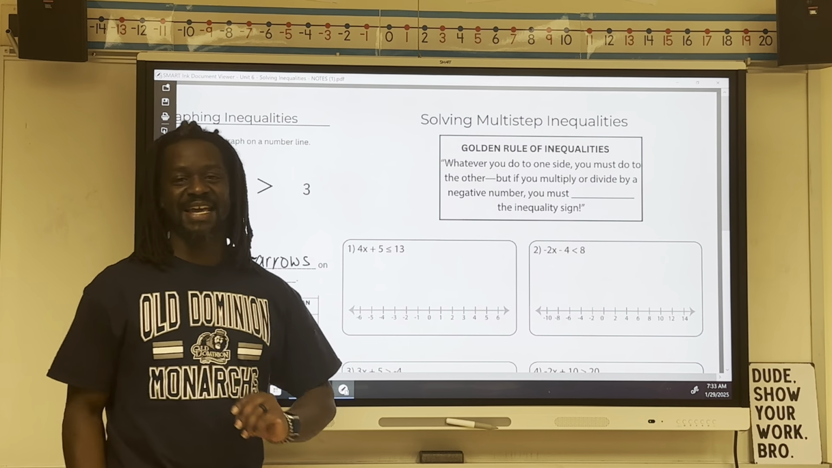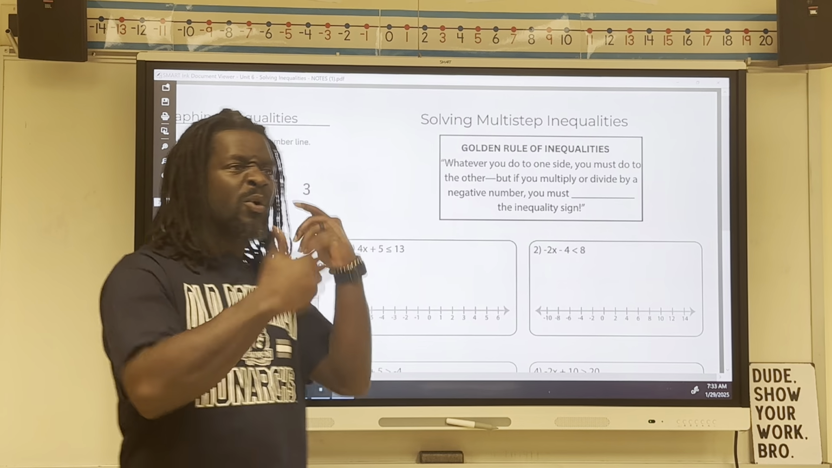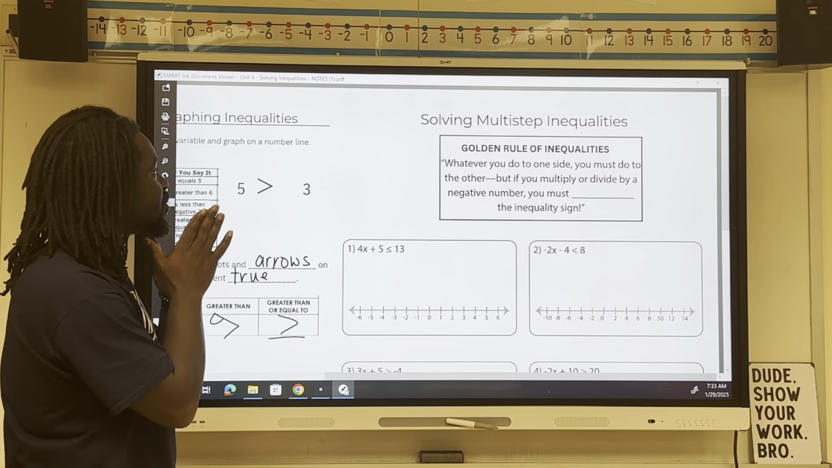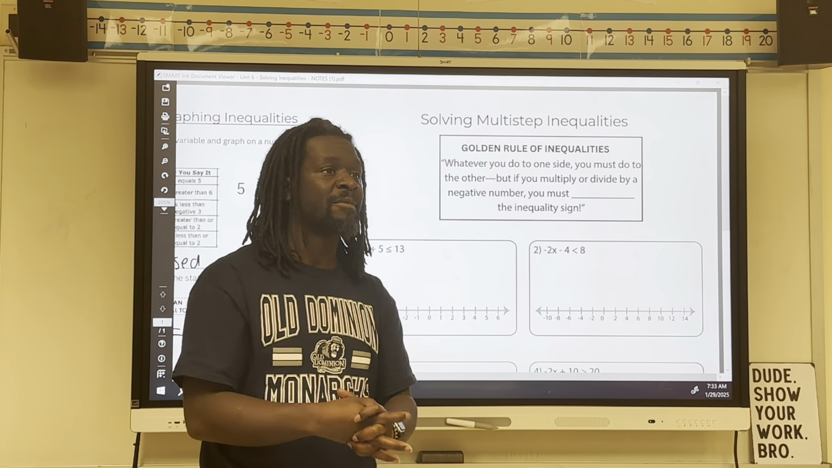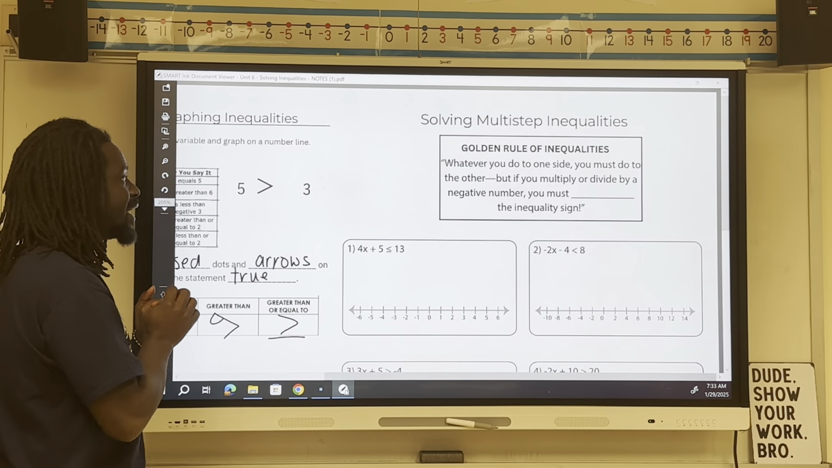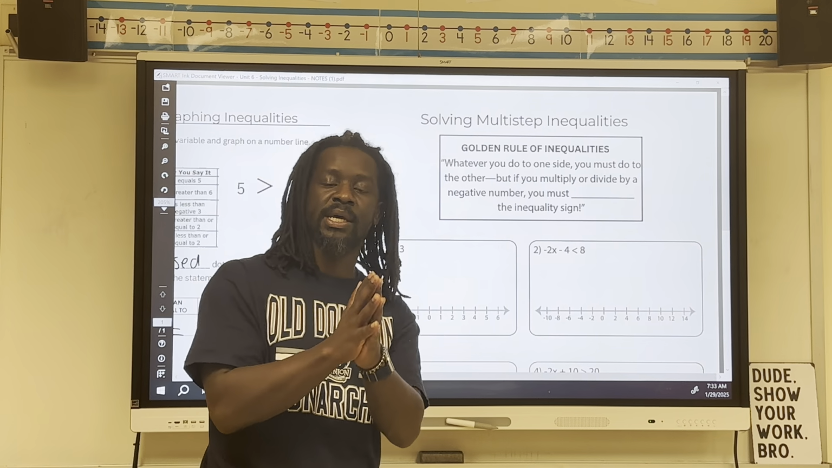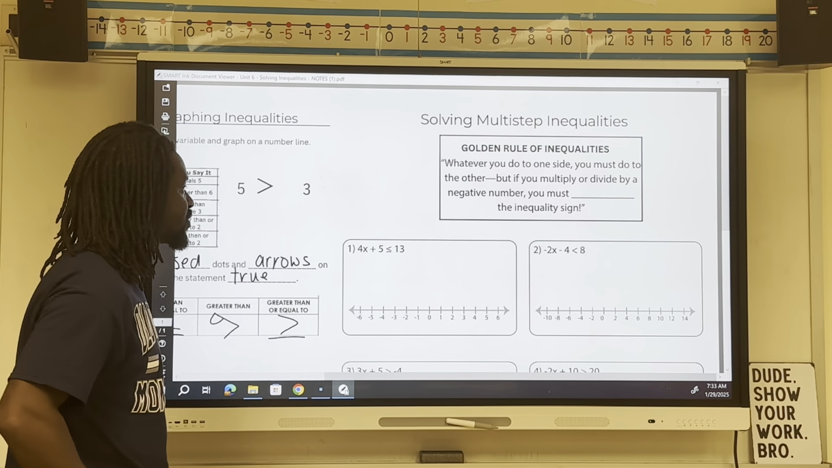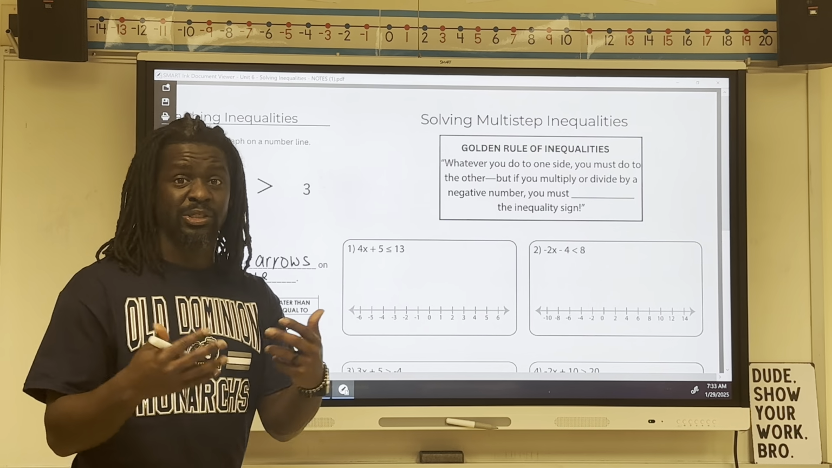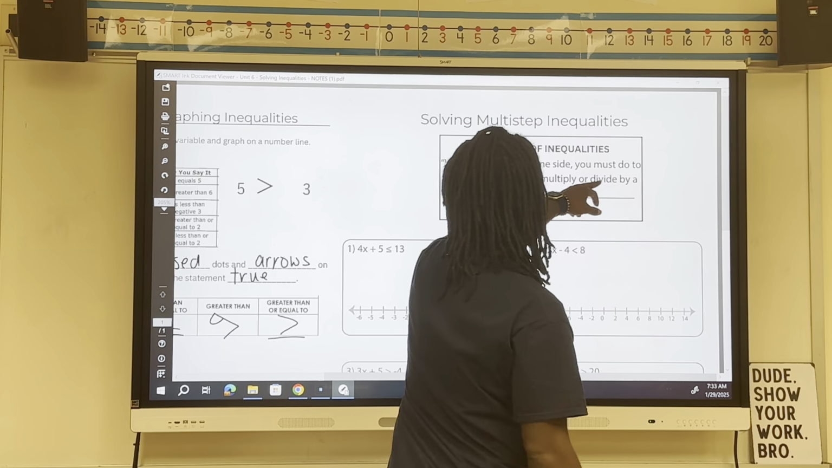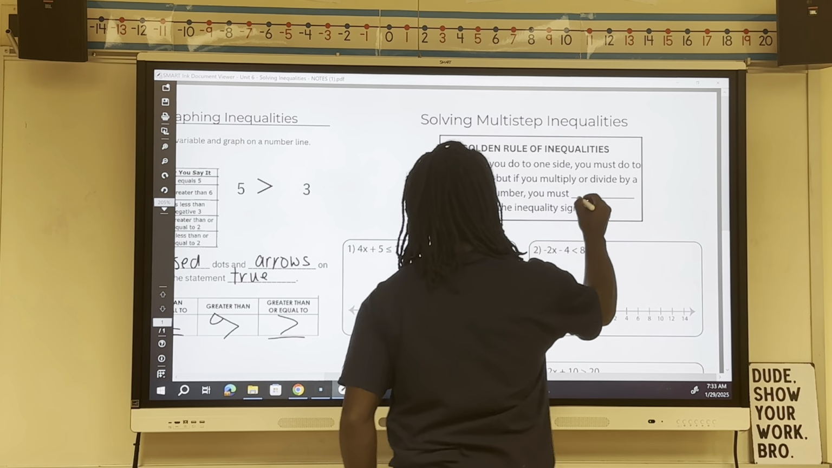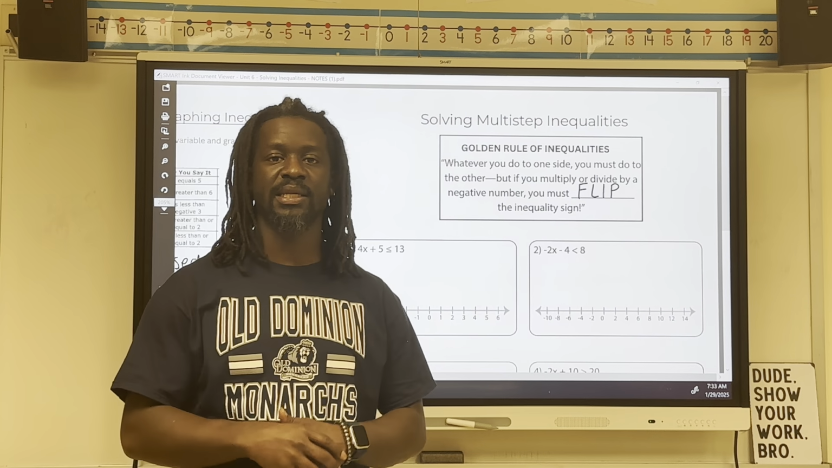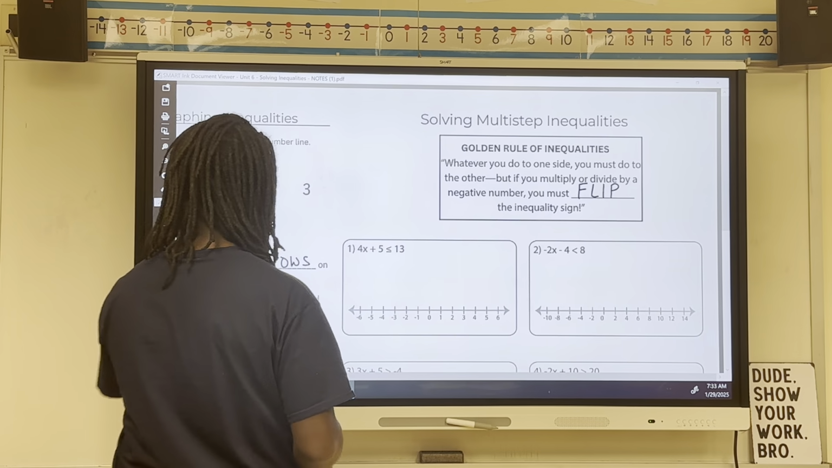Now, that was a lot, all right, and I could end the lesson right there, but we got to keep moving since we are a little behind. So now we're just going to talk how to solve multi-step inequalities, all right? And this is just like solving equations, but there is one really important thing to remember. I call this the golden rule of inequalities. Whatever you do to one side, you must do to the other, just like equations. But if you multiply or divide by a negative number, you must flip the sign. Okay, you must flip the inequality sign when you do that. All right, so that's the golden rule.